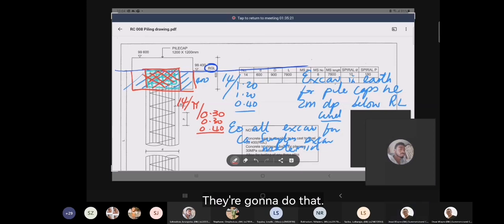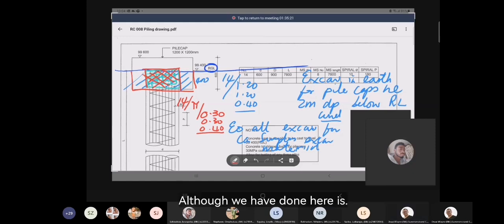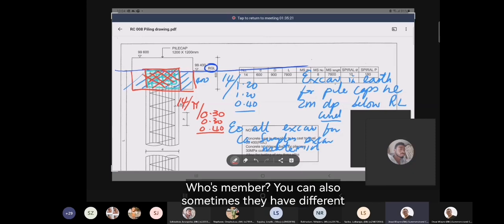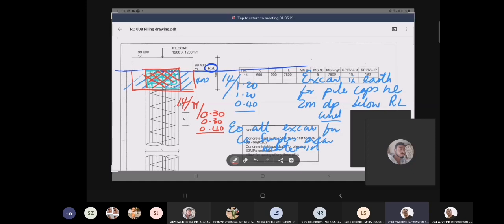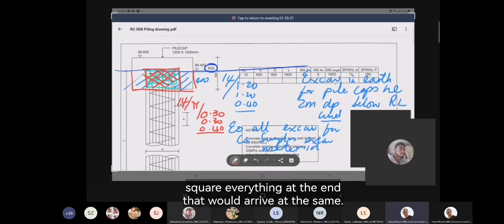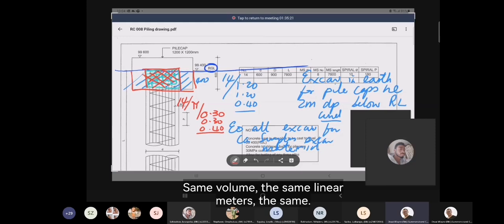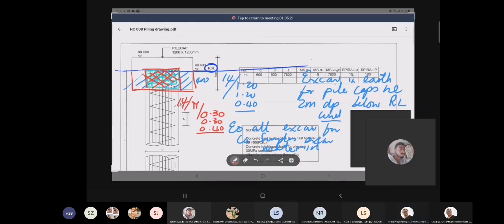You can do that, but remember, we are human and we tend to forget certain things. All that we've done here is that we've measured. But remember, you can also sometimes have different piles that are different heights. But you're more than welcome to do that, provided that if we now square everything at the end, we'd arrive at the same quantities. Same volumes, the same linear meters, the same square meterage. Are you with me?